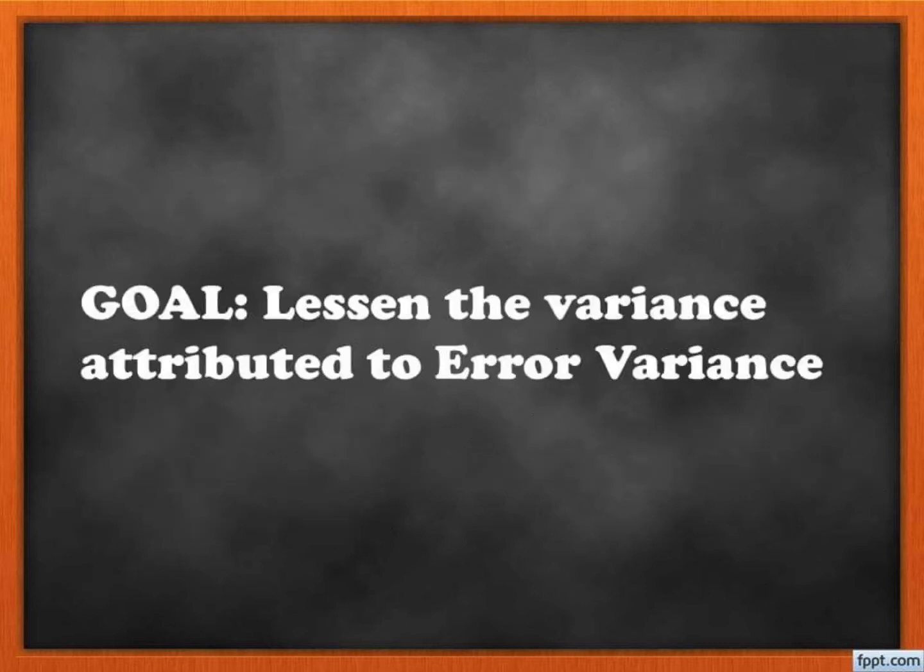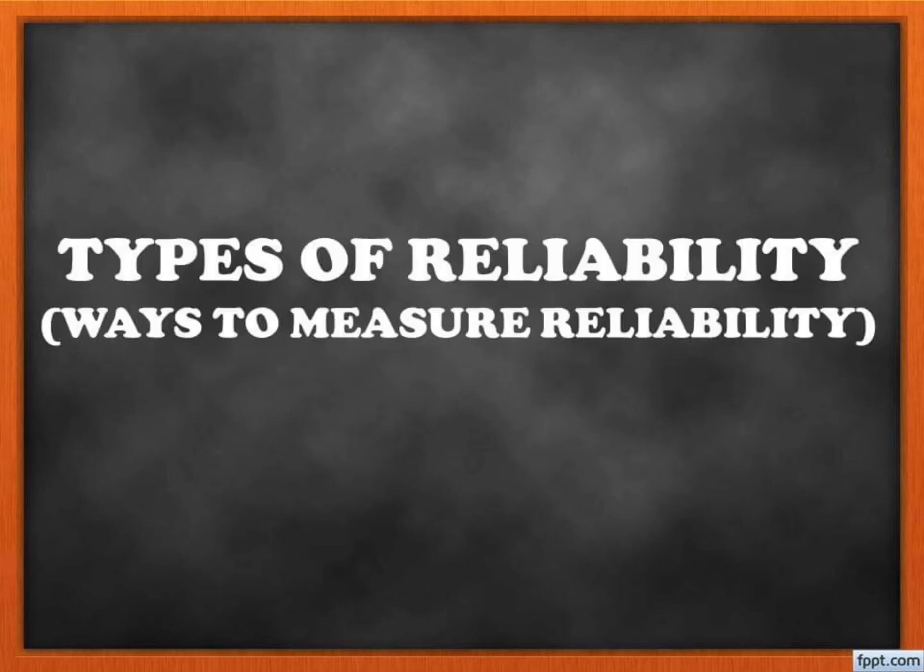ang test. But the goal here is to lessen the variance attributed to error variance. Pag nabawasan ng error variance at matira ang true variance na mas stable, at pag mas stable ang score, syempre mas reliable na ang test. There are various methods on how to measure reliability, and these are test-retest reliability, parallel forms reliability, the split-half reliability, and the internal consistency reliability. At i-discuss natin yan isa-isa later on.